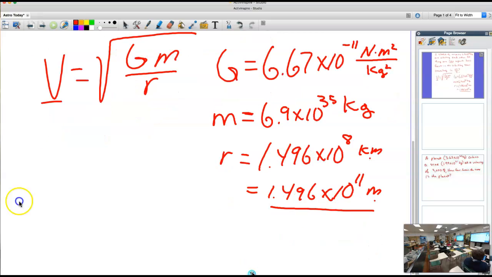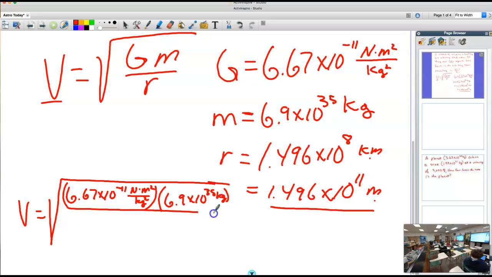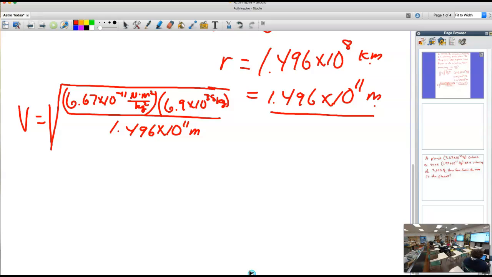Okay. So we say V equals the square root of 6.67 times 10 to the negative 11 newtons times meters squared over kilograms squared, times our M, 6.9 times 10 to the 35th kilograms, all over 1.496 times 10 to the 11th meters. Right? Yep. Okay, so let's go through it then.